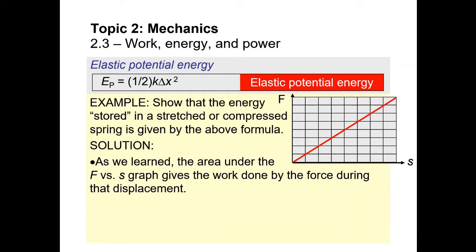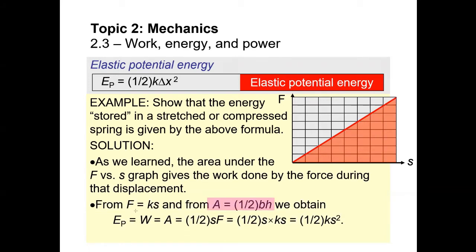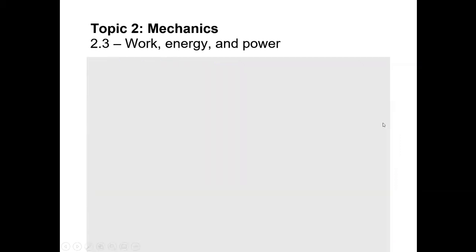As we learned, the area under the force versus extension graph gives the work done by the force during that displacement. In this case, work done, which is the elastic potential energy, equals 1/2 times the extension times the force. Based on Hooke's law, we also know that force equals the spring constant times the extension, and that gives us 1/2 times k times the extension squared. Finally, since the extension equals delta x, we have this formula: 1/2 times the spring constant times the extension squared.